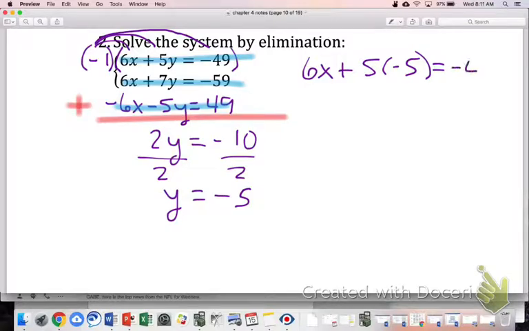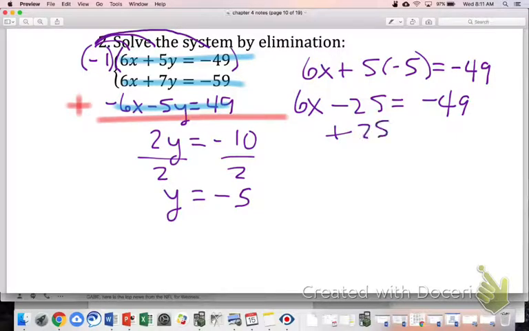Oh, I thought you meant 5 times 6. No. And let's see here. 5 times negative 5 is negative 25. What do I need to do? Do I need to get rid of the 6 first or the negative 25 first? Add the 25. Yeah. Let's add that 25 over.